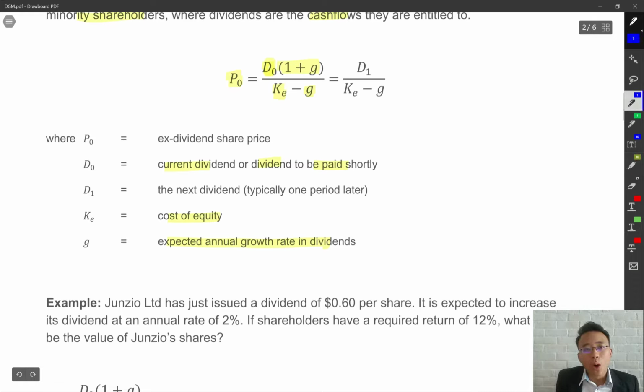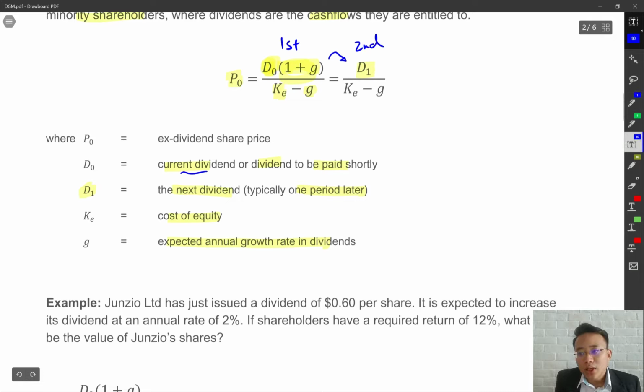Now, this is one way to write the formula. It could be rewritten into this. D0(1 plus g) being the current dividend growing. Wouldn't it just be D1? D1, the next dividend, 1 period later. Current dividend, make it grow once. Wouldn't it just be the next dividend? So it could be written in two ways. The first way or the second way, both are equivalent.